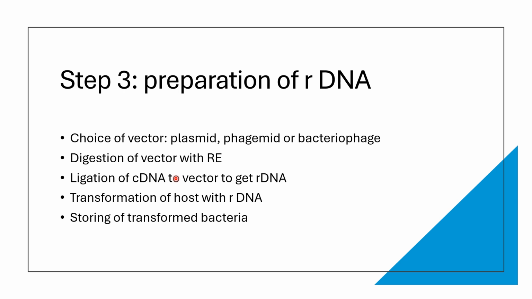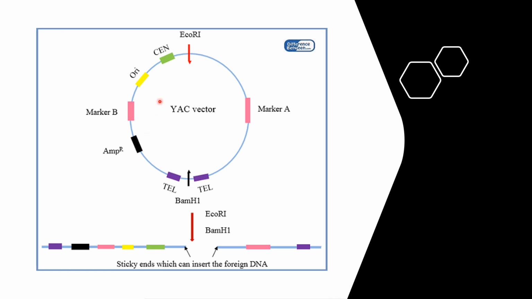The vector is digested with the restriction endonuclease, and after that the digested vector is ligated to the double-stranded complementary DNA to get recombinant DNA, and recombinant DNA is introduced into the host cell to transform the host. Then there is selection of the transformants, and after that the transformed bacteria are stored in the form of a library.